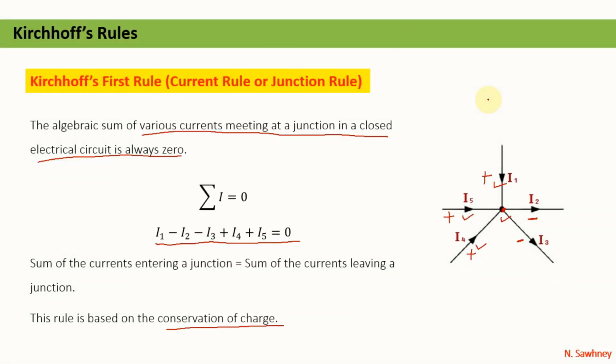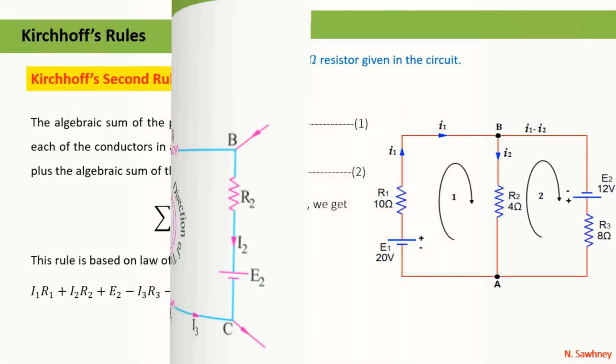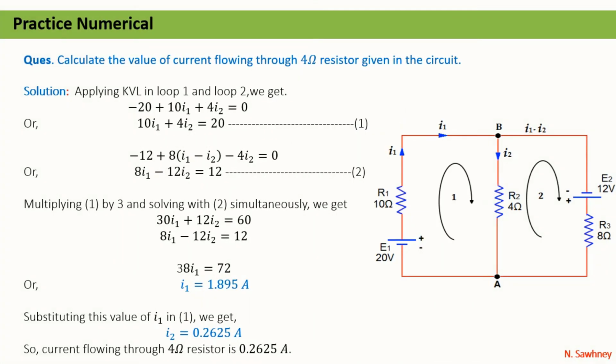And Kirchhoff's first rule, current rule or junction rule, is also known as Kirchhoff's current law, that is KCL. Now let us understand both these rules better with the help of an example. Here I have taken one electrical network and we have to calculate the current flowing through the 4 ohm resistor, and the 4 ohm resistor is placed between B and A.